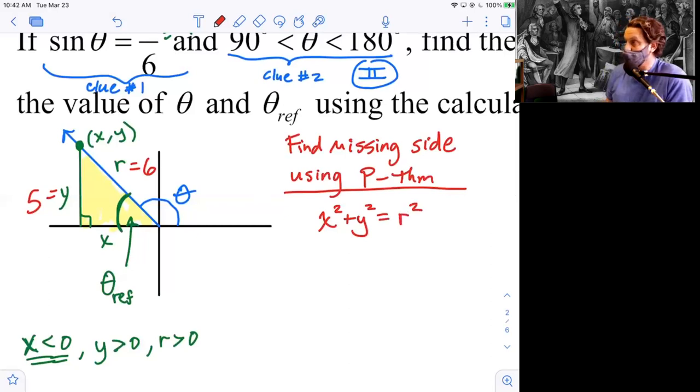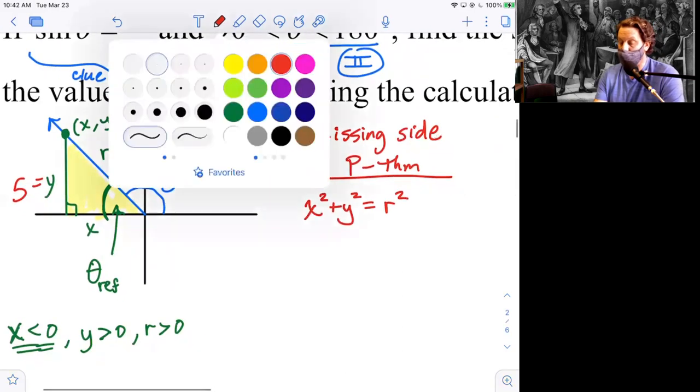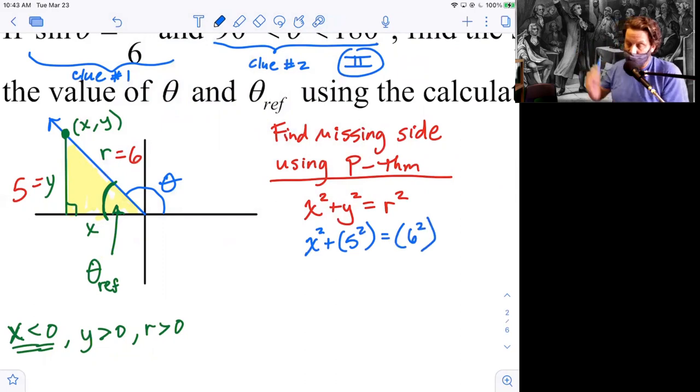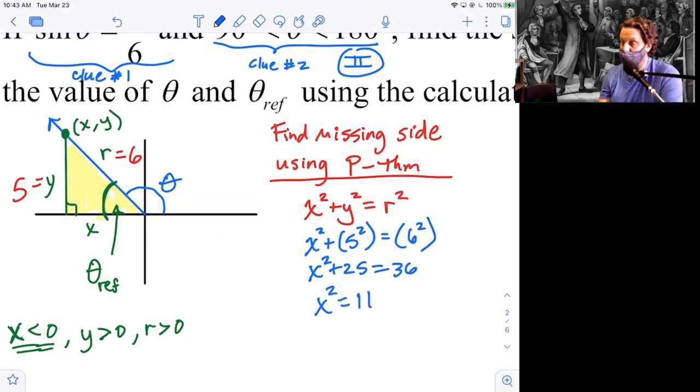Okay, got that? X squared plus y squared. X and y are the 2 short lengths. X is always the horizontal, y is always the vertical, and then the radius of rotation is always the hypotenuse. Let's plug in what we know, okay? So we're going to get x squared plus y is 5 squared equals r squared, which is 6 squared. You didn't need parentheses there, but I put them. And now we just need to solve for x. So we get x squared plus 25 equals 36. So x squared equals 36 minus 25, which is 11.